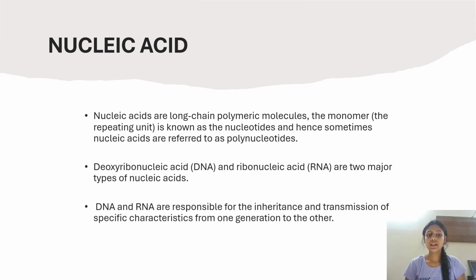The monomer, which is nothing but the repeating unit, is known as the nucleotide, and sometimes nucleic acids are referred to as polynucleotides. Deoxyribonucleic acid, which stands for DNA, and ribonucleic acid, which stands for RNA, are the two major types of nucleic acid. DNA and RNA are responsible for the inheritance and transmission of specific characters from one generation to another generation.